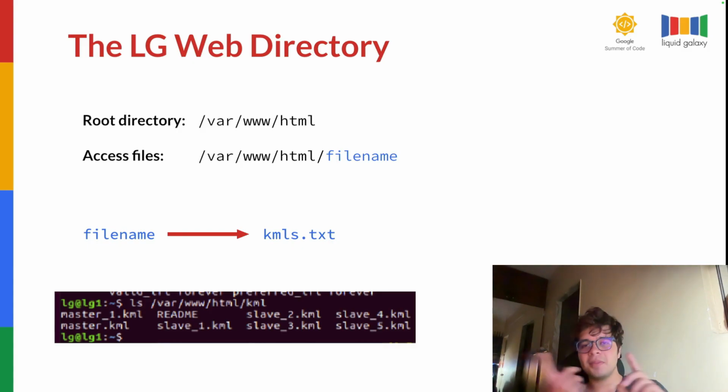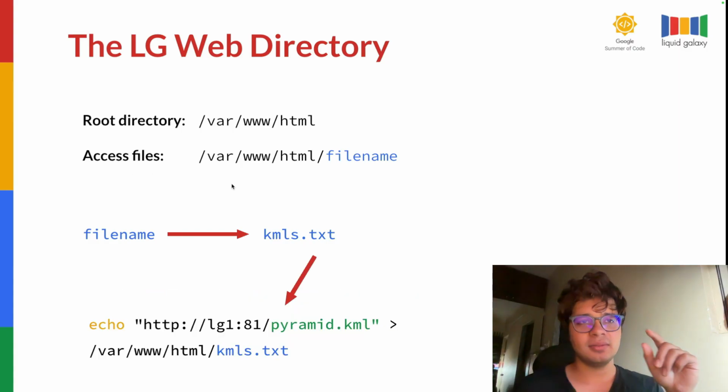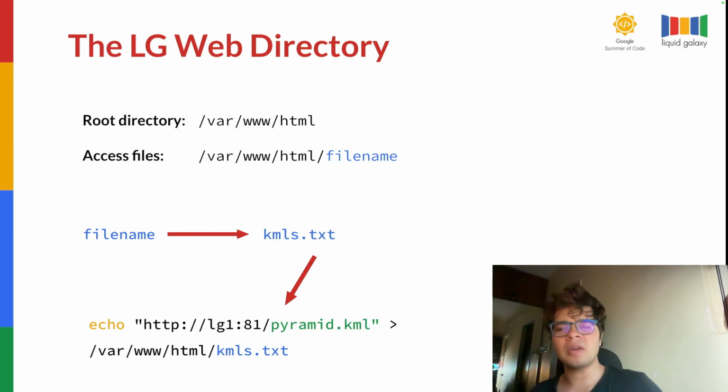So the first step is that you upload your KML in the same directory, that would be pyramid.kml, html/pyramid.kml. You write that URL. I'll just go to the next slide. So you have this http://lg1. Now lg1 says that it's the master node, I've named my master node lg1, on port 81, and that's where I store my pyramid.kml.